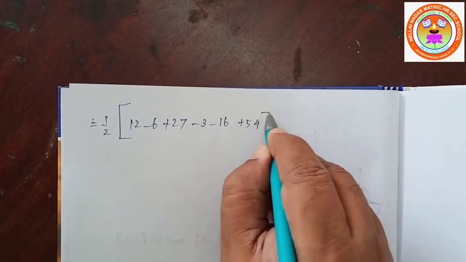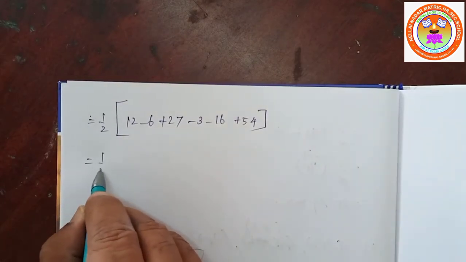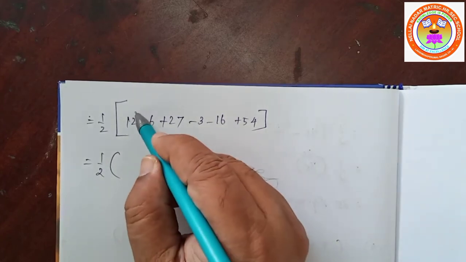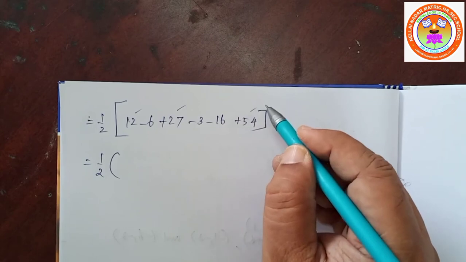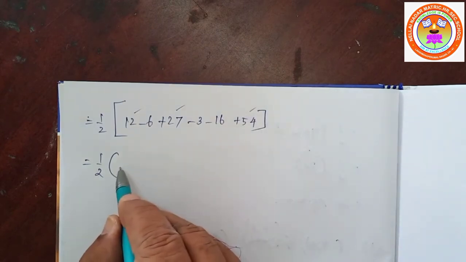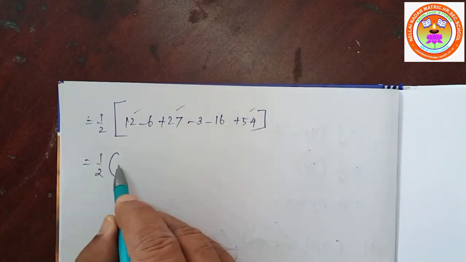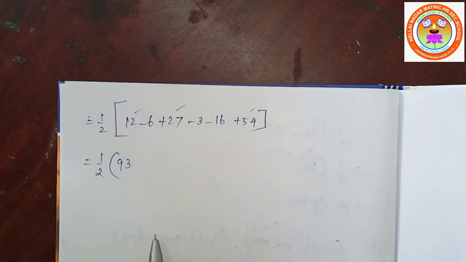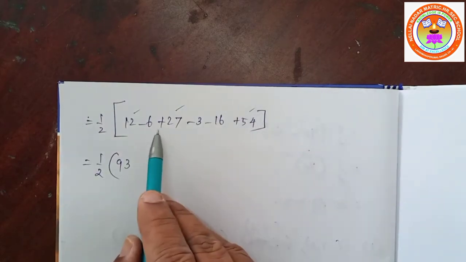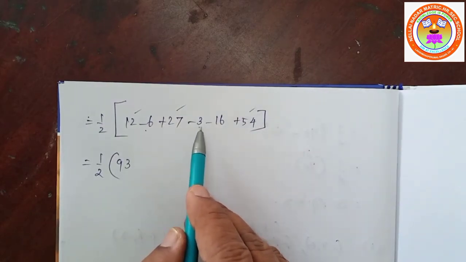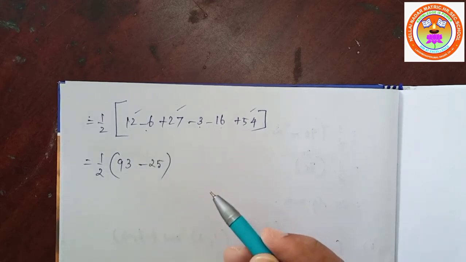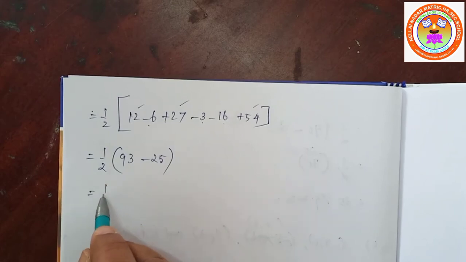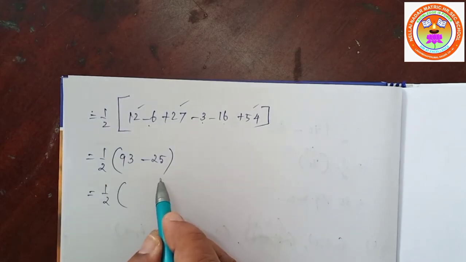Plus 54 equals half into, add the positive numbers, 12 plus 27, 39. 39 plus 54, that is 93. Now, negative numbers. Minus 6, minus 3, minus 9, minus 16, that is equal to minus 25. That is equal to half into 93 minus 25.